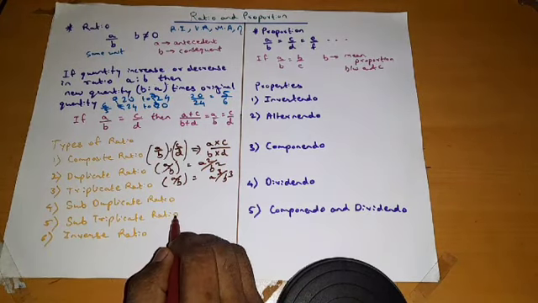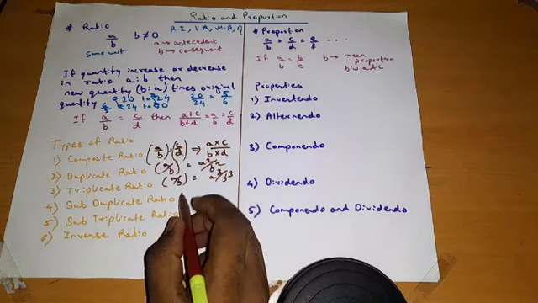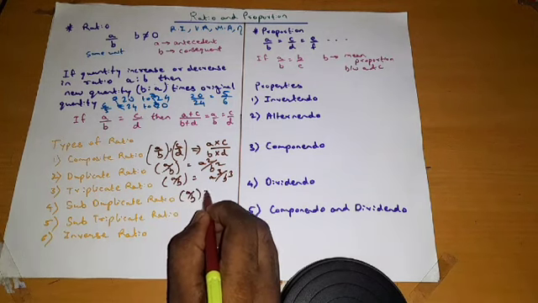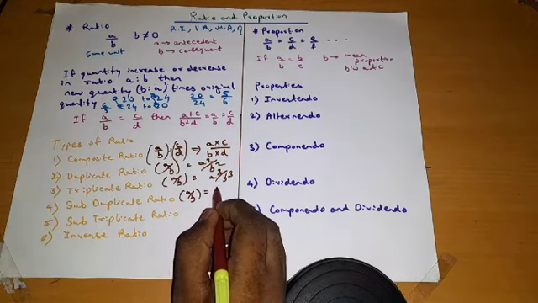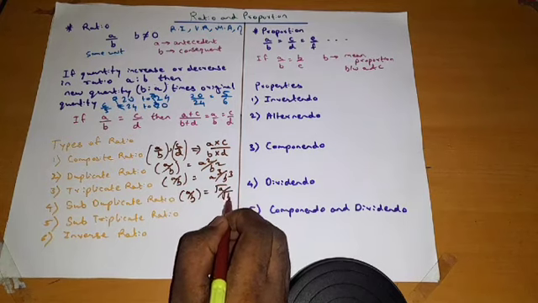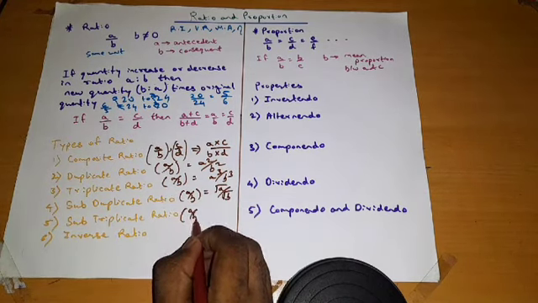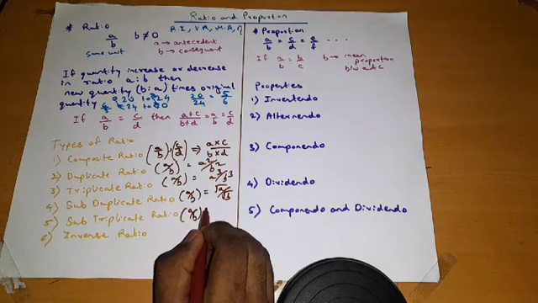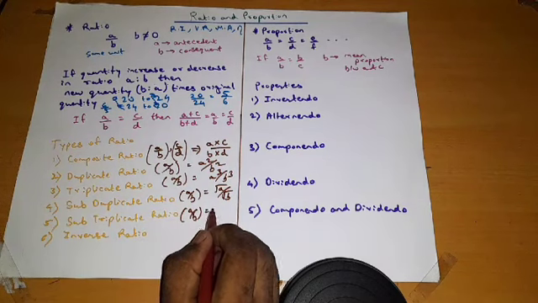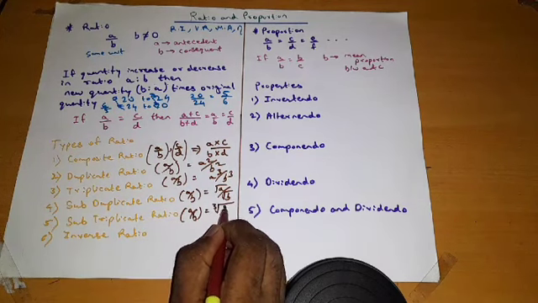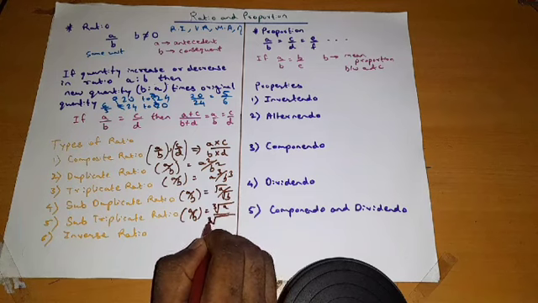What is subduplicate ratio? Let's say we have a ratio A by B, then its subduplicate ratio is square root of A upon square root of B, square root of numerator upon square root of denominator. What is the subtriplicate ratio for A by B? Then it's cube root of numerator upon cube root of denominator.